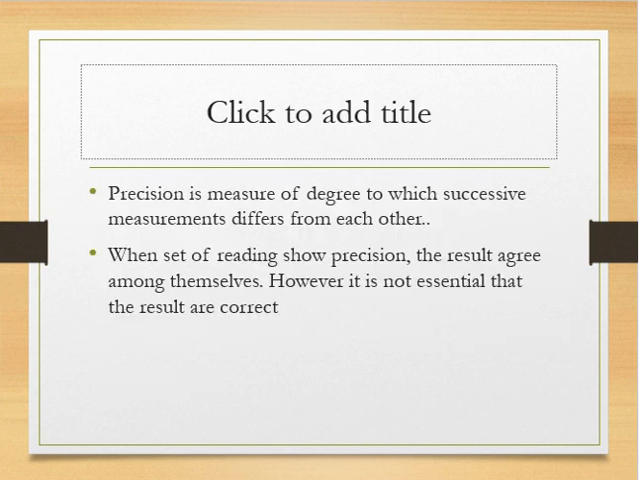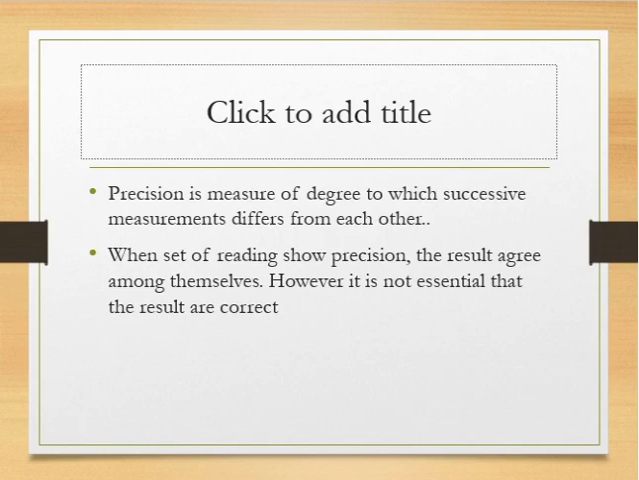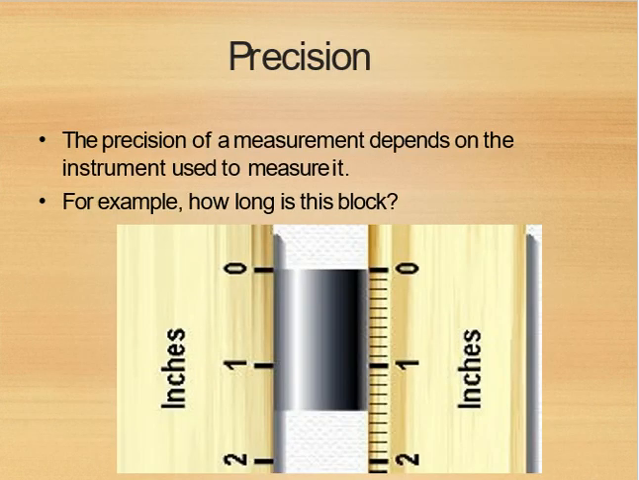If you see the precision, it is a measure of the degree to which successive measurements differ from each other. Okay, so when a set of readings shows precision, the results agree among themselves. But it is not essential that every time a precise instrument is giving you accurate values. Okay, so don't worry about that. We will see the difference between accurate and precise measurement. But see this example first.